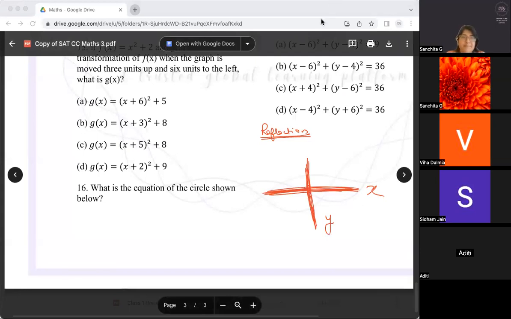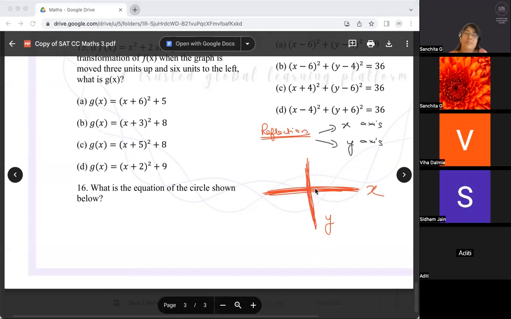Ma'am, reflection will basically mean like it's on the other side. I don't know how to explain it, but I know what it is. Yes. So this is the x and y axis, right? Now, whenever we are taking reflection, you will be having two types. One is the x-axis reflection and the other one is going to be the y-axis reflection.